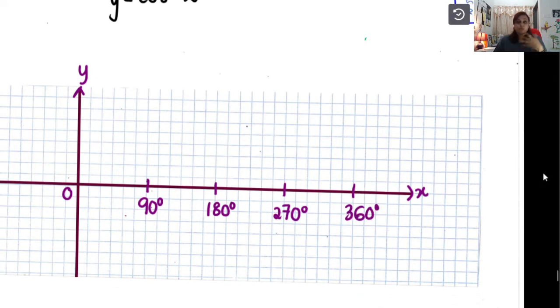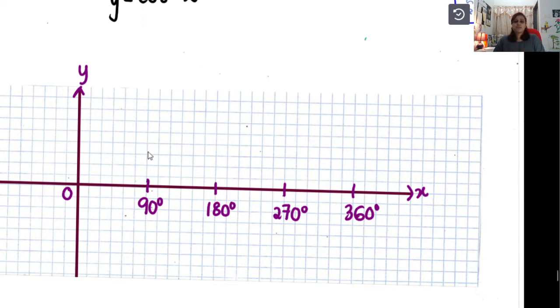This one you can also write in terms of pi. If you write in pi, here will be pi over 2, here will be pi, here will be 3 over 2 pi. Actually, it's very easy to remember. What you do, it's like this.